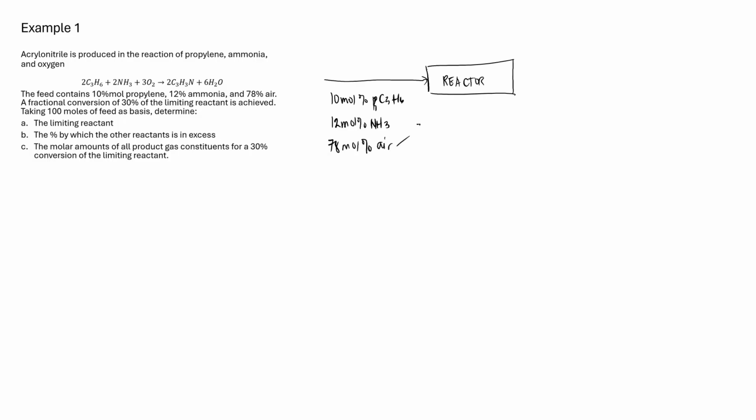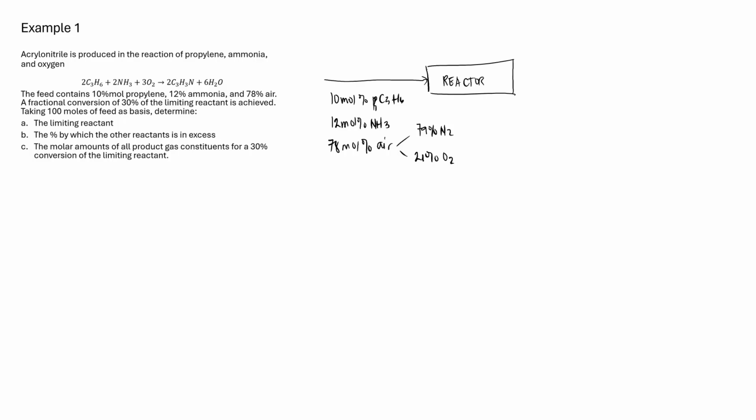Okay. So let's draw the system first. This is my reactor. Going in is 10% by mole propylene, that's C3H6, 12% ammonia, and 78% air. But air is composed of 79% N2 and 21% O2.